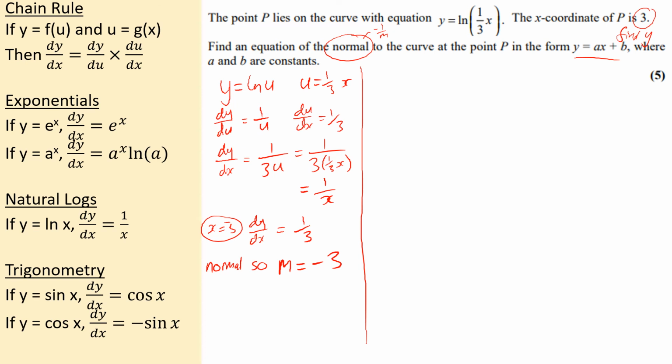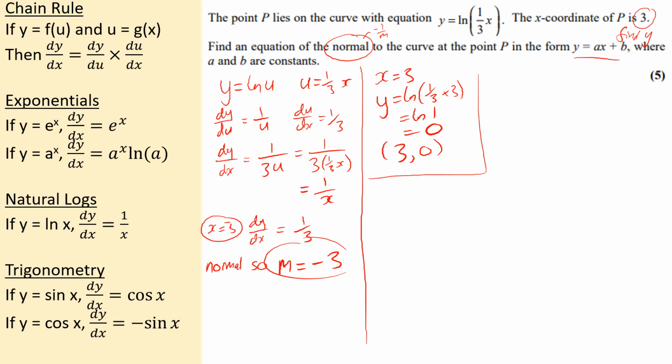We probably want to find a y coordinate as well. If we know that x equals 3, then y equals ln of a third times 3, which is ln of 1, which is 0. So we've got a coordinate 3, 0. We've got a gradient minus 3. So let's put that all together. y minus y1, so y minus 0, equals m times x minus x1. That 0 just goes away, so we've got y equals minus 3x plus 9.